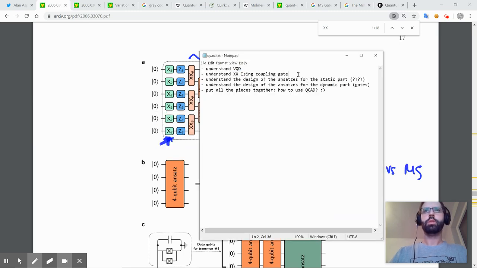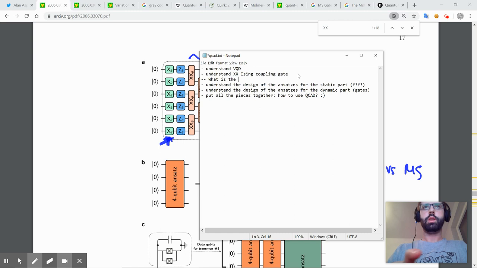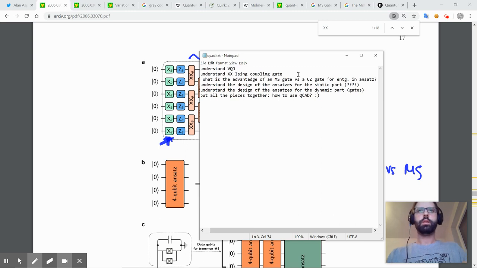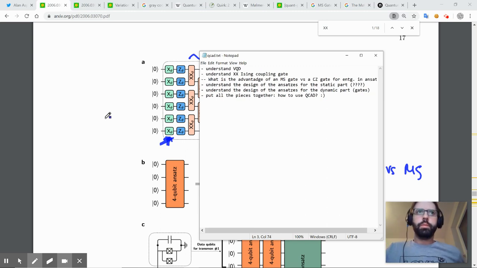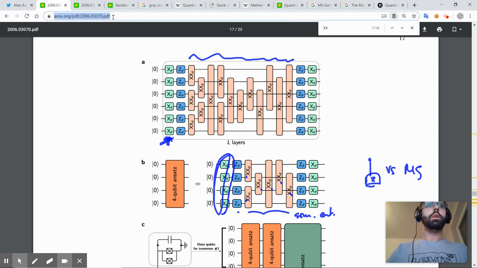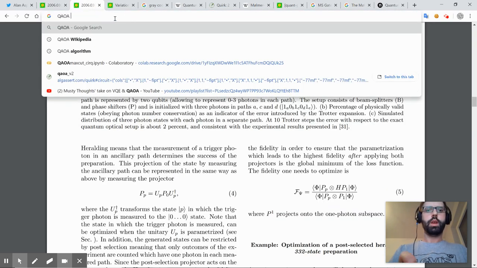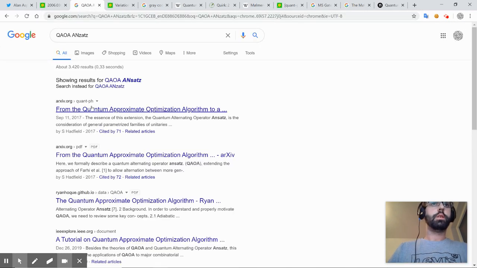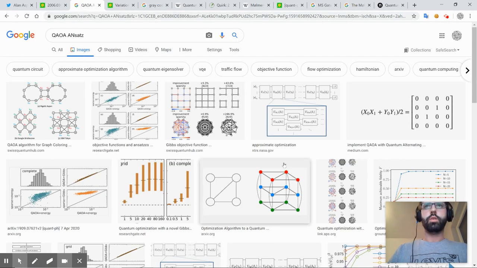So here, what is the advantage of an MS gate versus a control Z gate for entanglement ansatz? Cool. Yeah, that's definitely interesting because the control Z also creates entanglement, right? So if you take a look at the QAOA ansatz, it's kind of what you have, right?